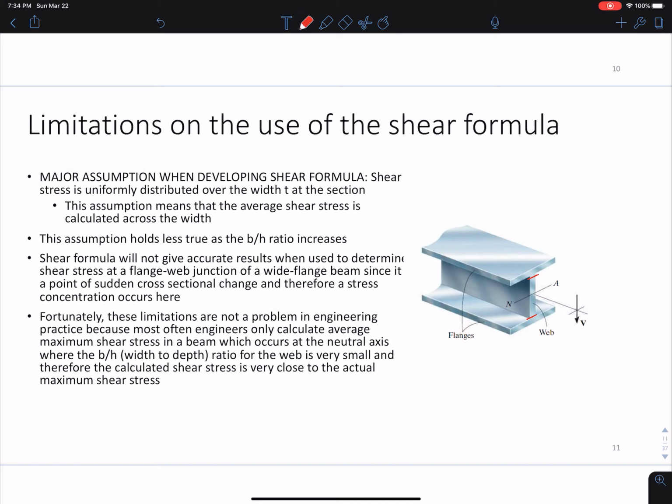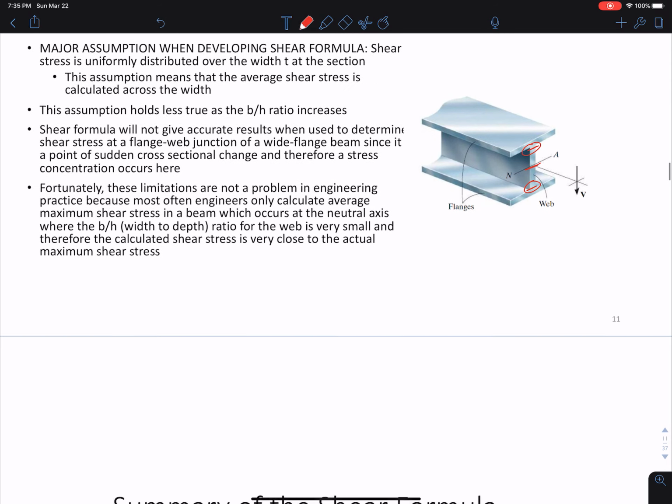But the good thing is that these limitations aren't a huge problem for engineering practice, because most of the time we're only interested in calculating the max shear stress in a beam, which really occurs at the neutral axis here. So this point here isn't such a big point of interest for us. It's fine if we aren't getting accurate values there, because we really just want that maximum shear stress so we can design for maximum conditions. But I will show you how we can fix that.